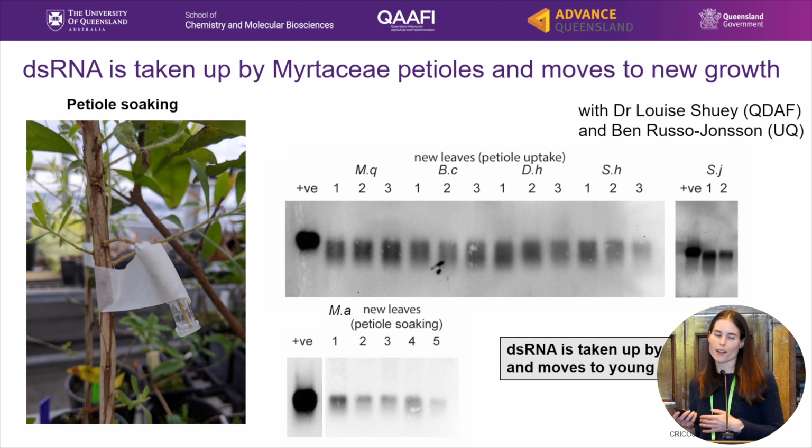So that is kind of promising. It shows that we can get RNA into these plants, and the next step is actually doing a protection assay. So we'll try infecting some of these plants and see whether RNA, when it's inside the plant, can protect against myrtle rust in the same way as when it's sprayed onto the plant and is present on the leaf surface.